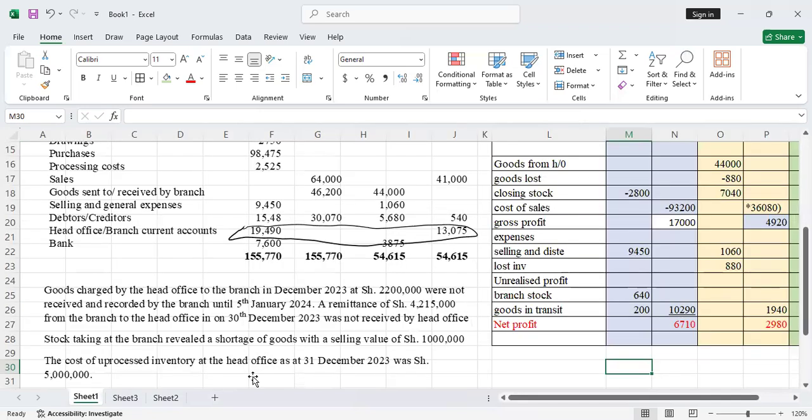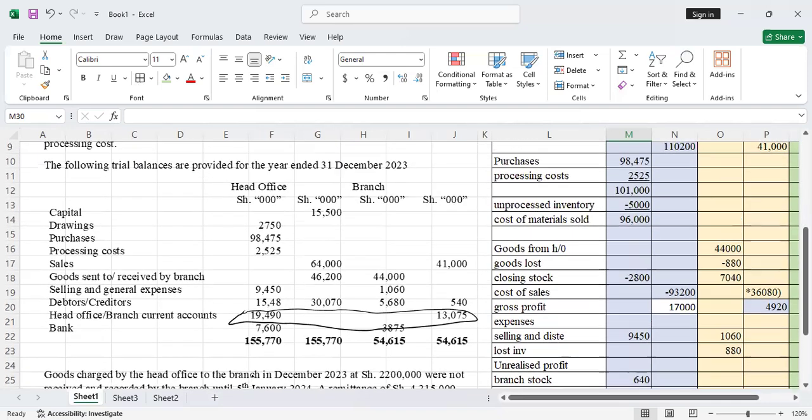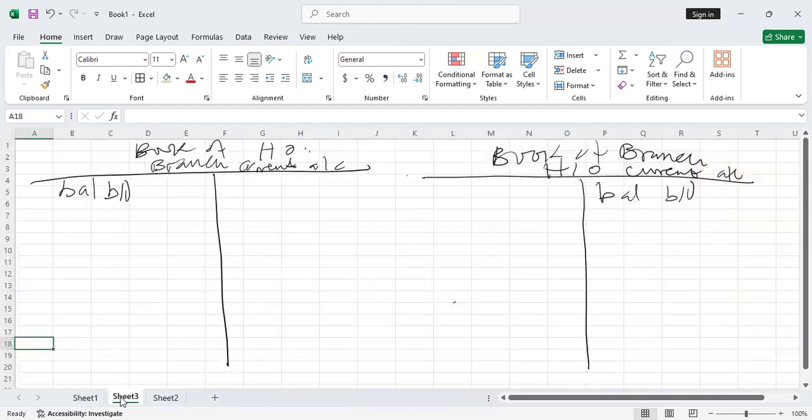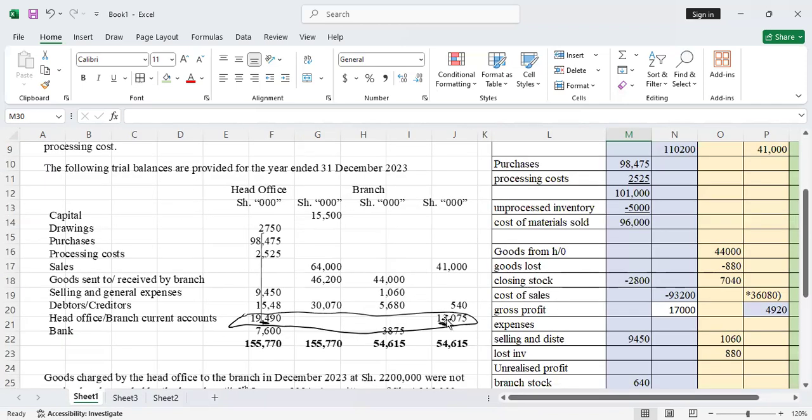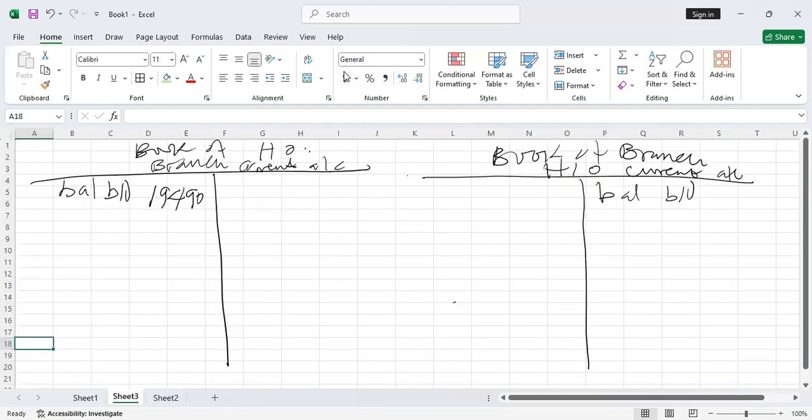Look, in the books of the head office, this is on the debit. And in the books of the branch, this is on the credit. So that's why 19,490, 19,490, and here balance BD. Now the other one is 13,075.